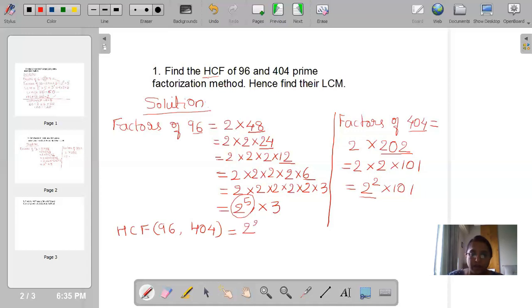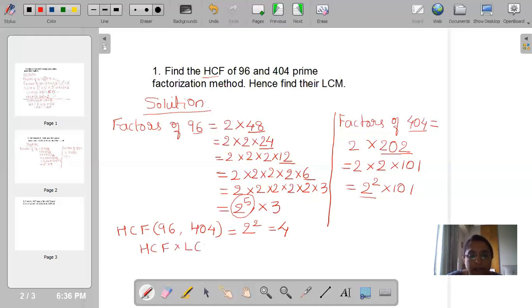2 square. Here 3 is there. Here 3 is not there. 101, here it is not there. So its HCF is 2 square, that is, HCF is 4. Now LCM we can find out directly, but here we'll use that relation.